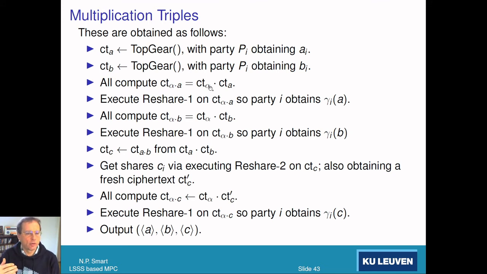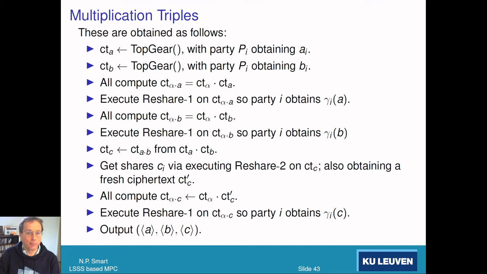And now we want to produce the sharing of alpha times A, the sharing of the MAC. So what we do is we produce an encryption of the MAC by using the homomorphic property, and then we run Reshare 1 to get a sharing of the thing being encrypted. We could do the same for alpha times B. And now we need to produce the C component.